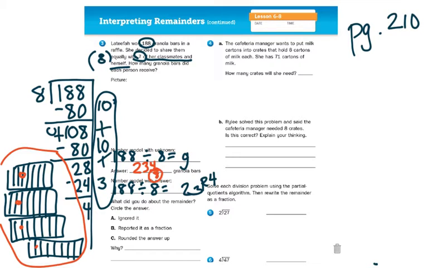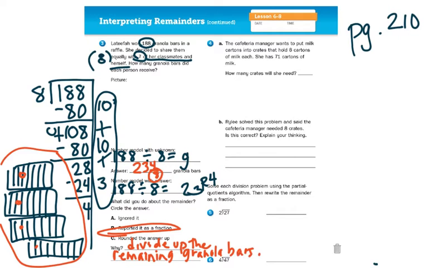What did I do with the remainder? I reported it as a fraction because I can divide up the remaining granola bars. All right, let's give IXL a try.